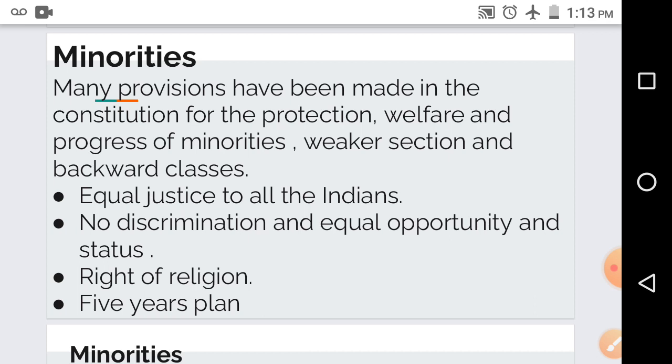There is the right of religion. It gives freedom to follow any religion. The main objective behind providing constitutional help to minorities, weaker sections and backward classes is to offer them equal opportunities, justice and status in the country. Care is taken for these classes in the five-year plans also. Every year the government plans the five-year plan so that in these five years they provide certain benefits to the weaker sections of society.